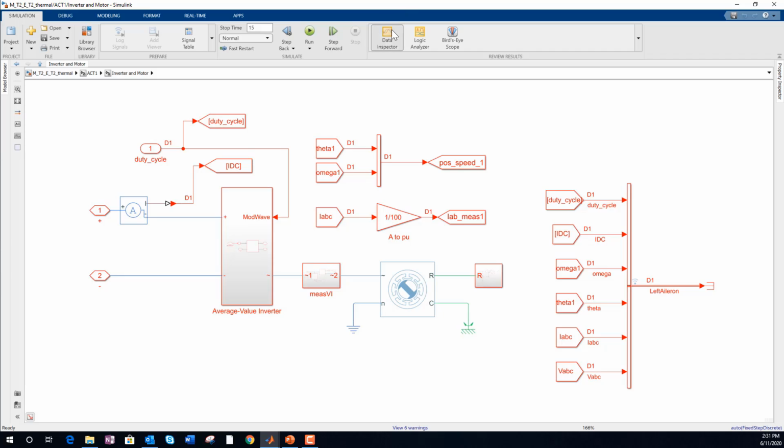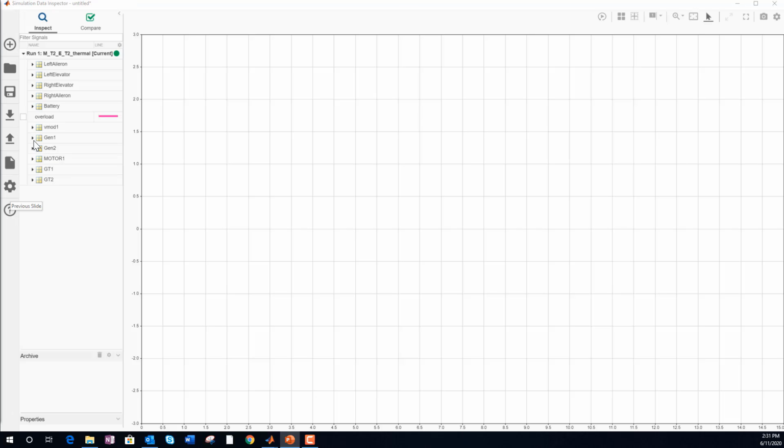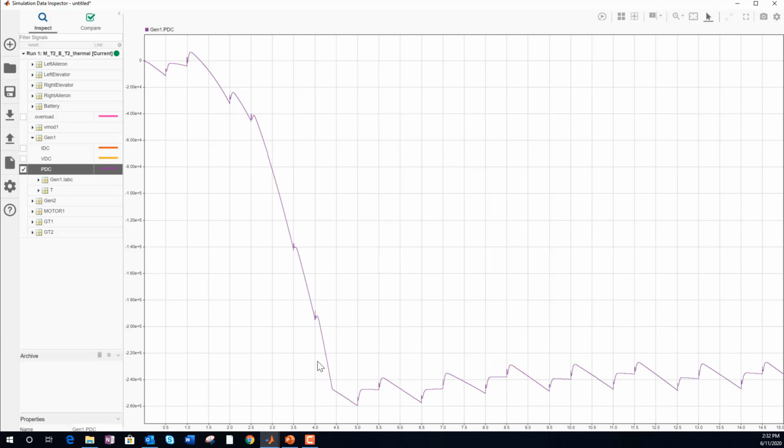I'll open the Simulation Data Inspector. First thing I'll do is select generator 1 power. Negative is for supplied power. It ramps to around 250 kilowatts. In this scenario, I'm ramping the power consumed by the electric turbines and have instructed the energy management system to use battery power when the generators reach 250 kilowatts. So I'm seeing the expected response here.